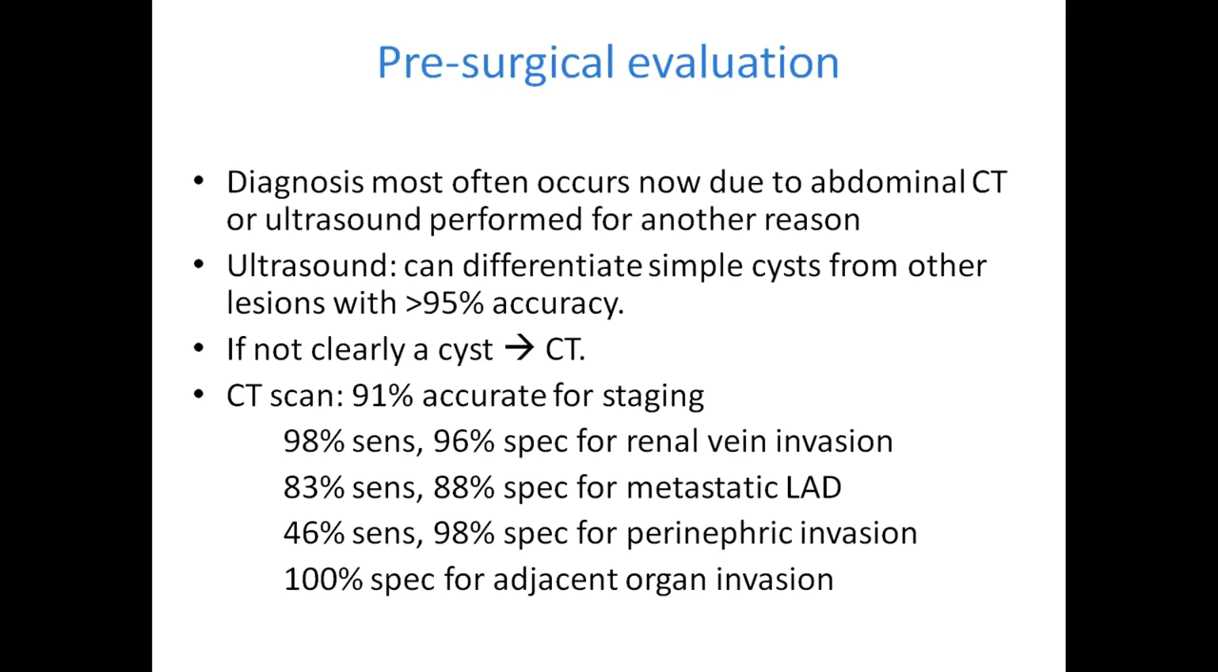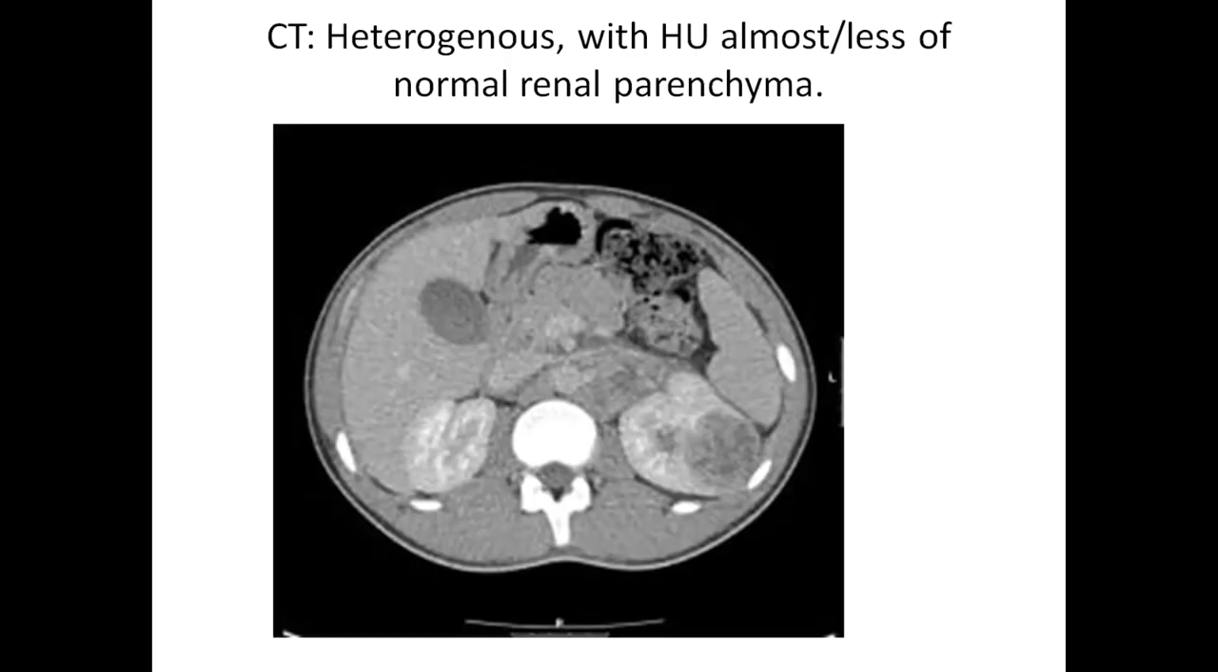Pre-surgically, you have to have imaging with a clear diagnosis, and a CT scan probably offers excellent diagnostic options. MRI is done whenever there is renal vein involvement or inferior vena cava involvement. You have to do an MRI as well. And on a CT scan, you can see the lesion heterogeneous with a high Hounsfield unit, almost equal to that of renal parenchyma. You can see it here.